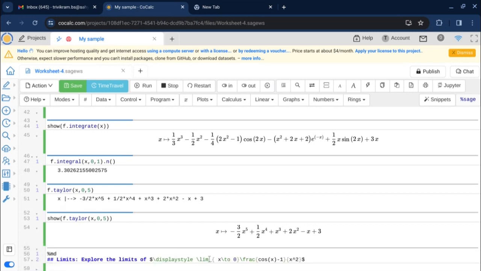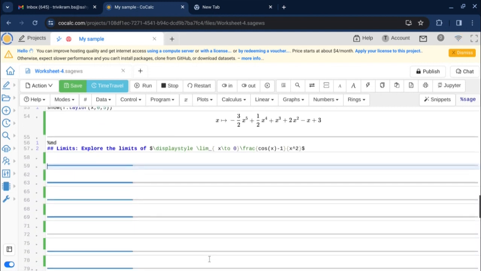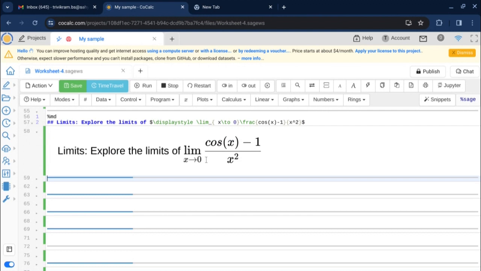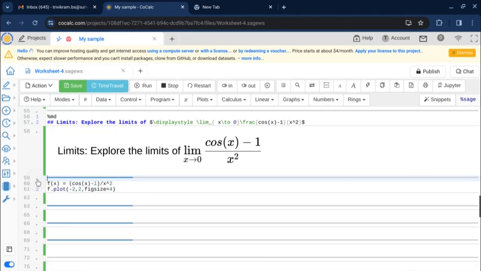Now let us explore the limits. Okay, now I'm going to take as an example the limit x tends to 0 of cos x minus 1 divided by x square. So let us evaluate this limit using Sage Math.